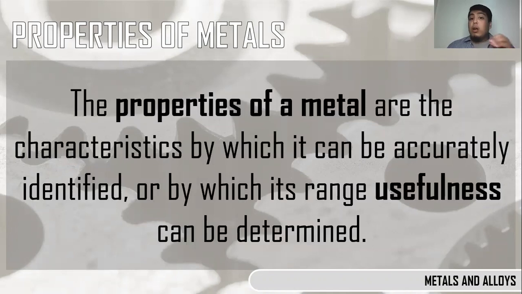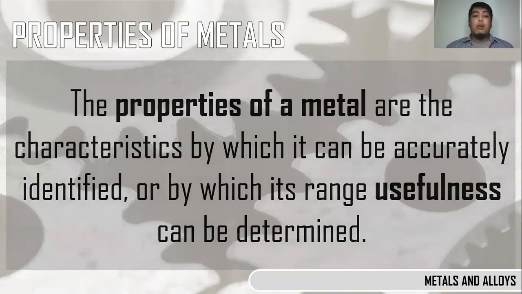And sometimes we manipulate these properties so that the material can be used outside of its usual use. That's what we usually do with material science. We manipulate the properties so that we can use it in other ways. So that's how we use the properties of our metals. That's why we really need to determine or identify the properties of each material that we use.